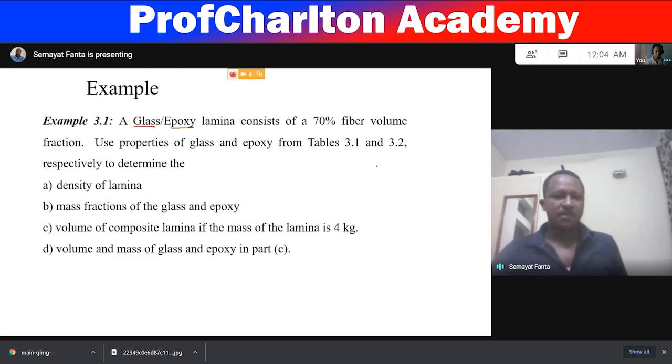Okay, so using this property, we are going to find the density of lamina. We are going to find the mass fraction of the glass epoxy, and we are going to find the volume of composite lamina. That means the volume of the lamina itself. If the mass of the lamina is given as 4 kg, then in part C, we find the volume and the mass of the glass, and the volume and the mass of the epoxy.